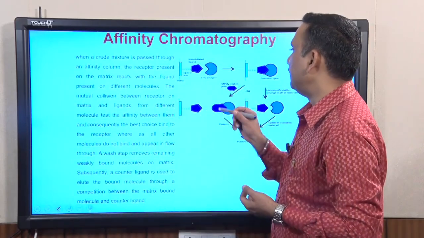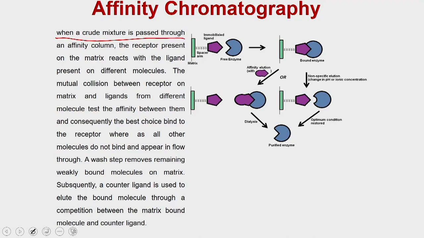Now, you can imagine when a crude mixture is passed through an affinity column, the receptor present on the matrix reacts with the ligand which is present on the different molecules. Which means in typical affinity chromatography, what you have is the matrix on which the ligands are immobilized with a spacer arm, and this is your column. Now, what you are doing is you are adding the enzyme which has an affinity for this particular ligand.